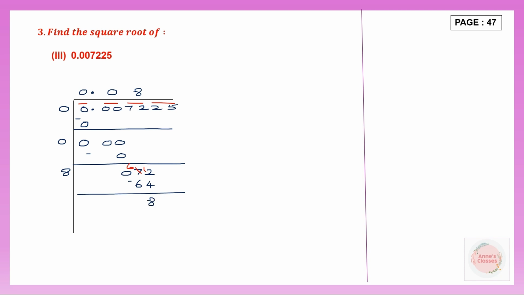Now here when we subtract, we have 12 minus 4, which is 8. Now bring down the next pair, which is 25. Now our number is 825. Next step is to write the double of this number, 8. Double of 8 is 16. Next to 16, we need to write a number and multiply in such a way that we get this number 825.